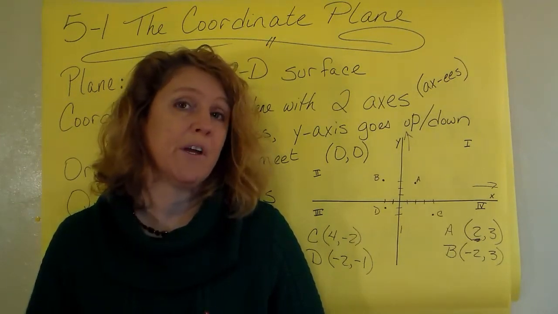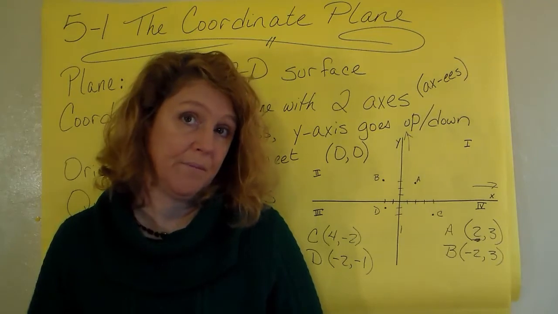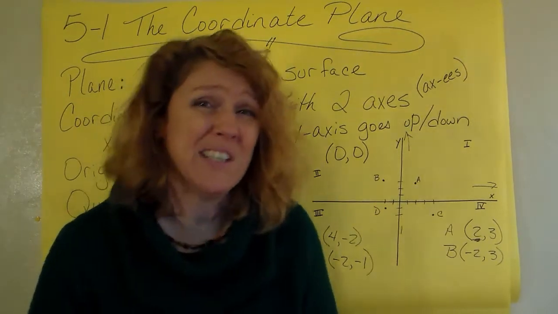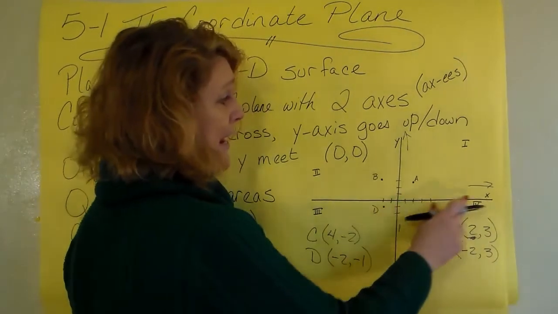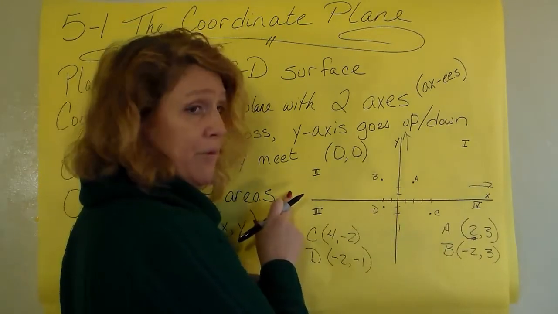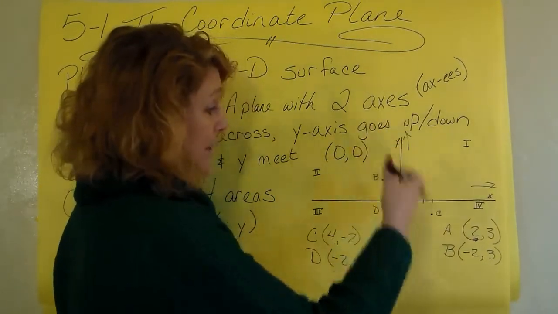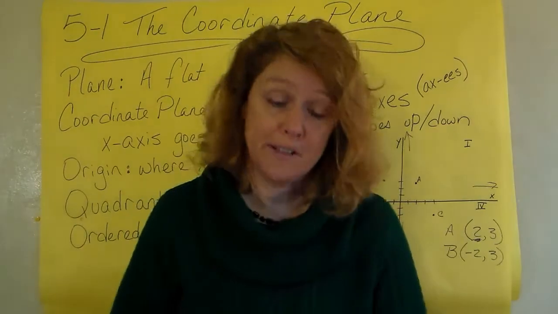You also want to remember that going right is positive. And that way, it's just like a number line. If you're adding numbers, you're going to go this direction. If you're subtracting numbers, you're going to go this way. And up and down, I'm assuming, is obvious for negatives and positives.